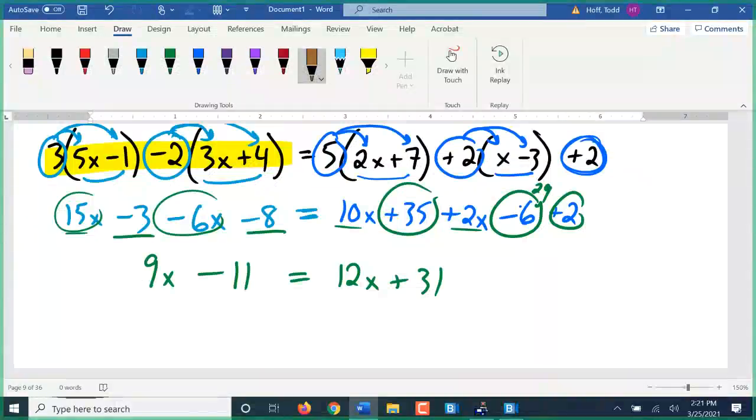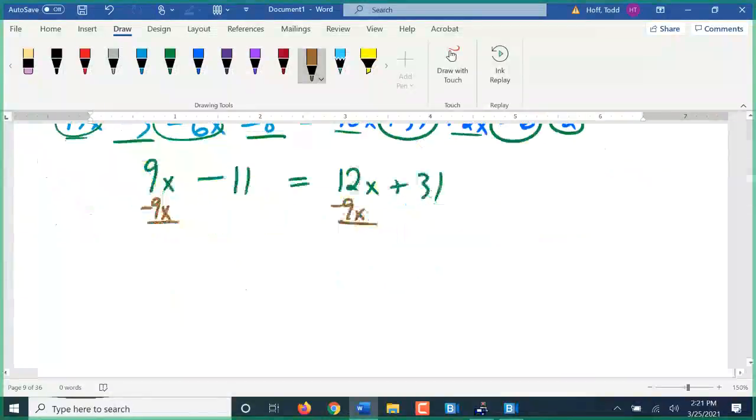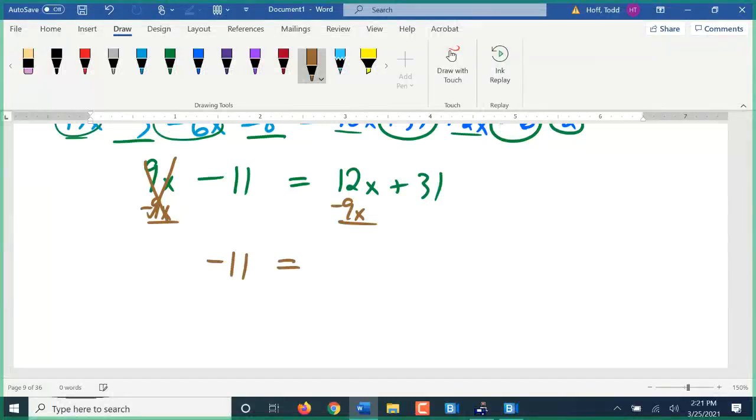9x and 12x, the smaller one is the 9x. So I'm going to get rid of that. It's positive, so I'm going to get rid of it by subtracting. I'll have to subtract 9x from the other side of my equation as well. Can only take it away from other x's, so I'll subtract it from the 12x. So on the left side, the 9x is gone. I just have negative 11 equals 12x minus 9x is 3x. I still have the positive 31.